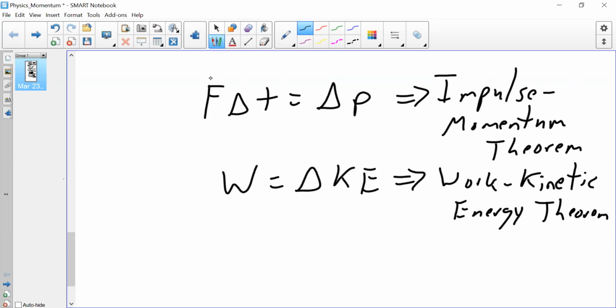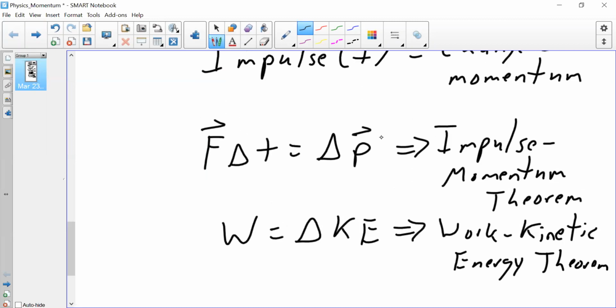Okay, impulse is a vector, just like momentum. Force times delta T, delta P. Vector times a scalar gives you a new vector. So it's a vector. It has magnitude or size and direction.